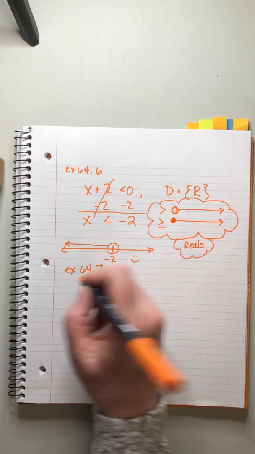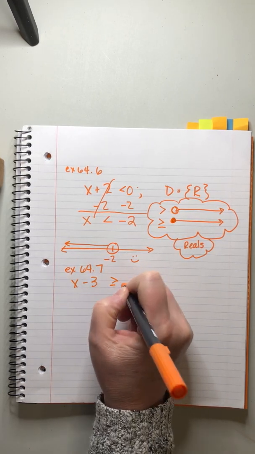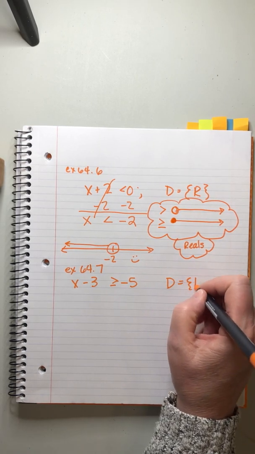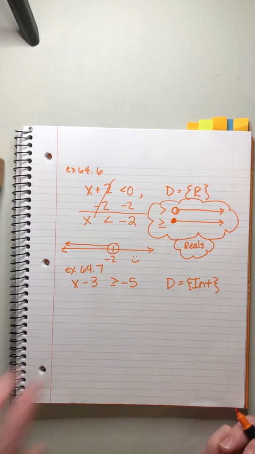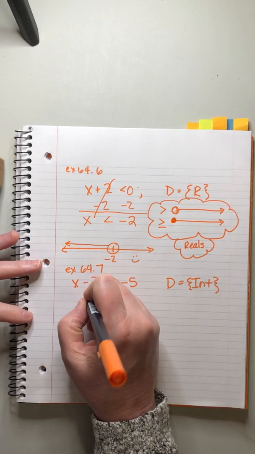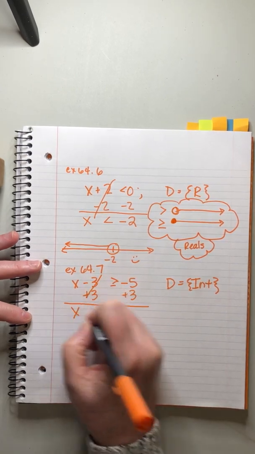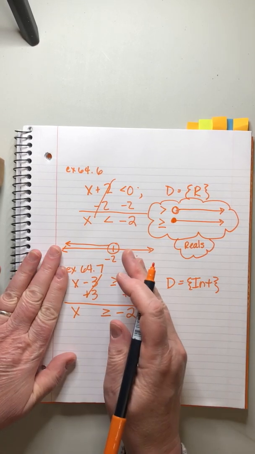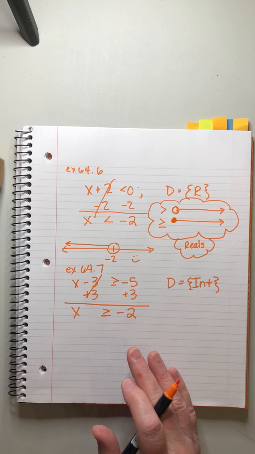7. Domain equals the integers. I usually just write int. Okay. Same problem. X is not by himself. We can add and subtract. It's fine. So we'll add 3 just as we would if it was an equal sign. X is greater than or equal to, that's minus 2. All right. So I always do that first. I clean this up. And remember, I want you to do it exactly the way I do it.